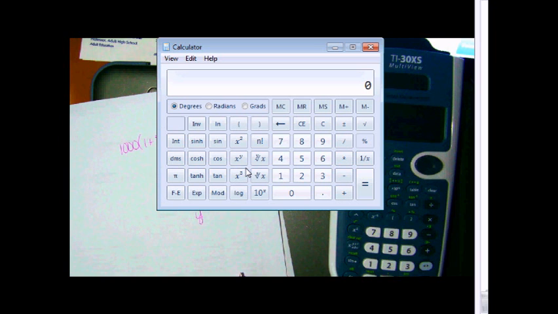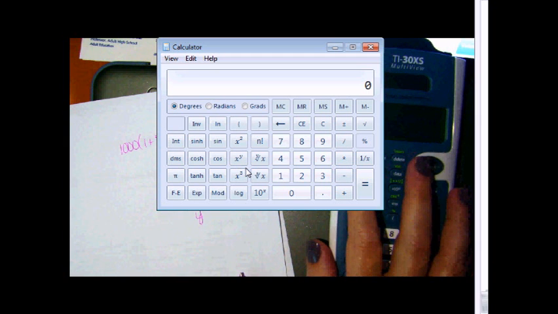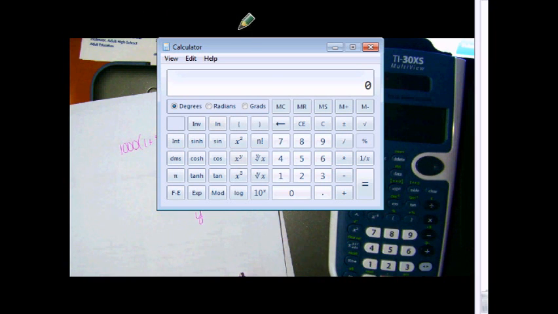So if you don't have a scientific calculator, that's okay. You can use your phone. You can use the one on your computer. In class, these will be available for you. I have a class set of these, and we'll work on how to use them. We're not going to finish this section on compound interest today. We're running out of time. So I'm just going to stop here.